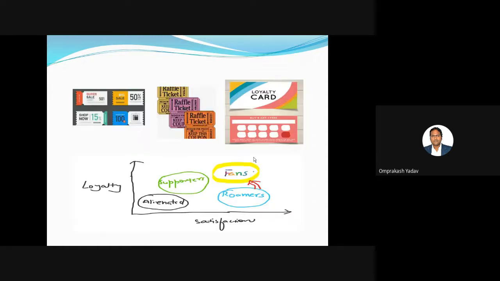So like we can give this kind of sales offer, right? Super sale, Big Billion Days sale, or that kind of offer we can give, 50%, 20%, and we can give raffle tickets and all, loyalty cards we can give, right? Buy 9 get 1 free, this kind of strategy we can deploy. So definitely few roamers will be attracted to this kind of offers, and they will try to buy.